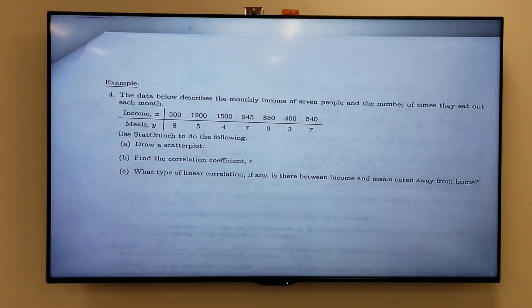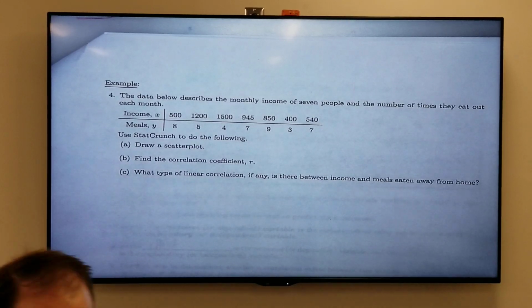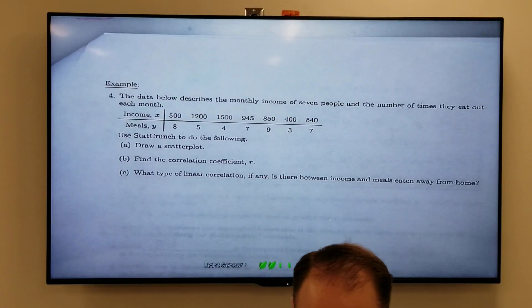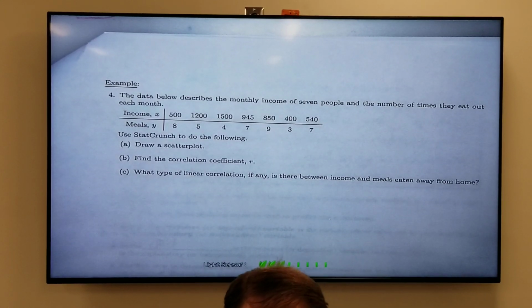Okay, last page of 4.1 notes. So this is page 5 of section 4.1. Okay, so last example, we're gonna run the gamut. So we'll do the whole process here on this problem.